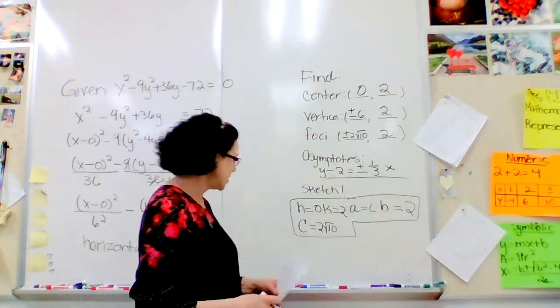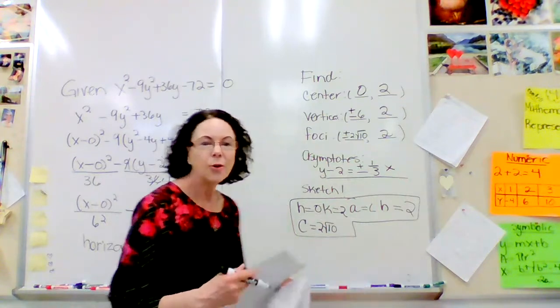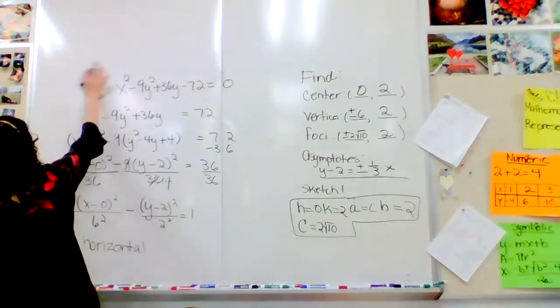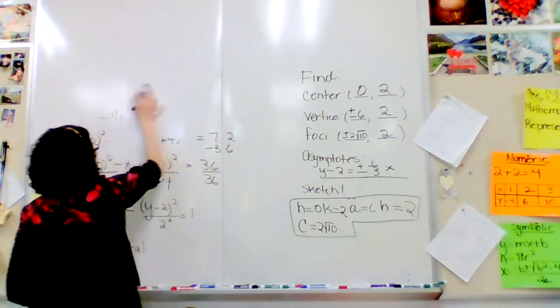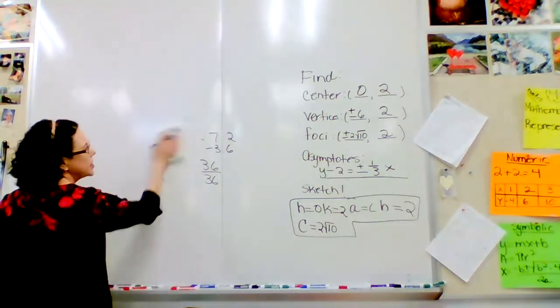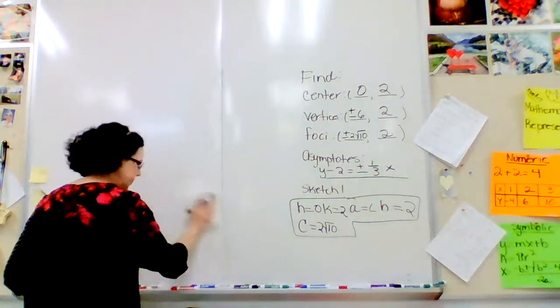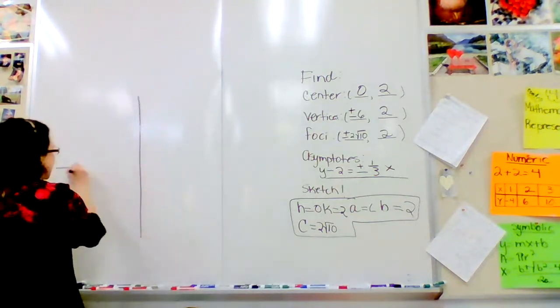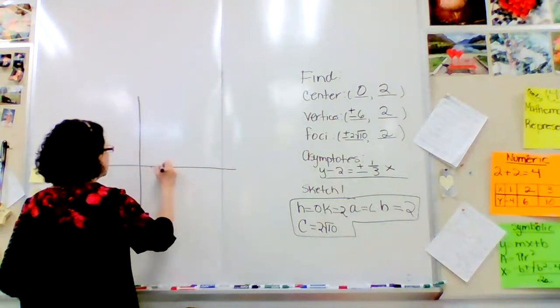The last thing we're asked for is a sketch. So I'm going to erase my work here and put a sketch. Now, let's see what values I have. All right. I have 6s, so 1, 2.